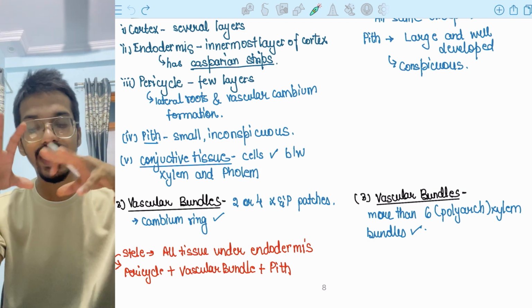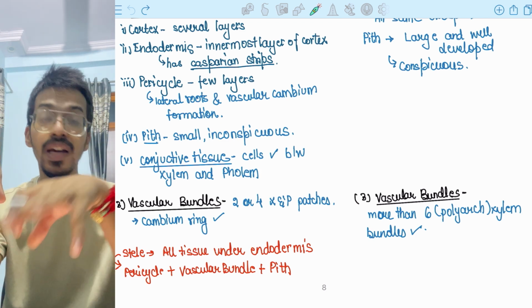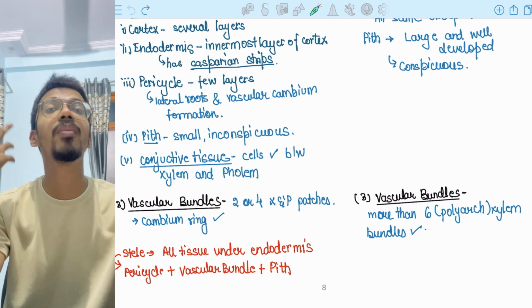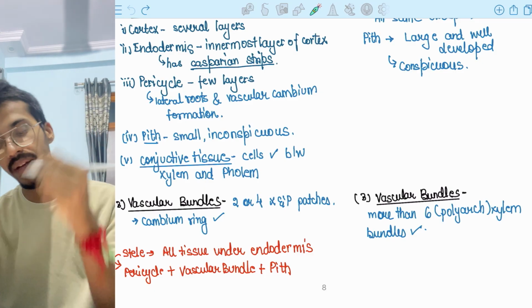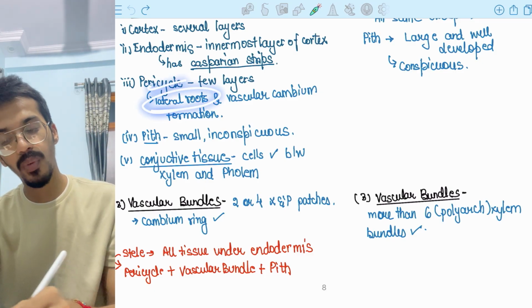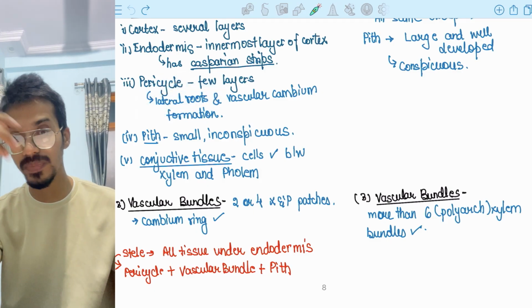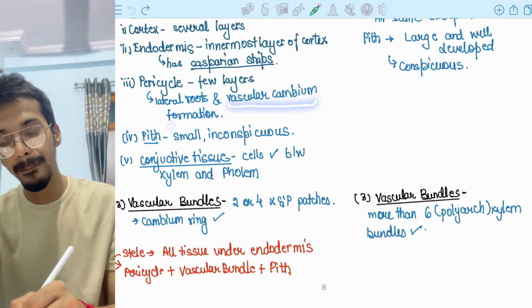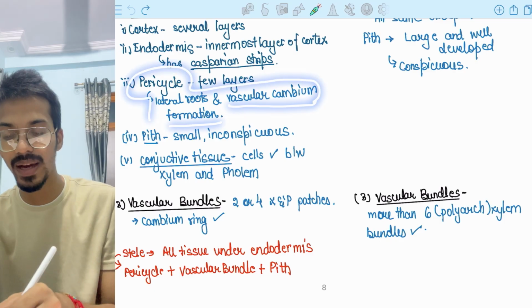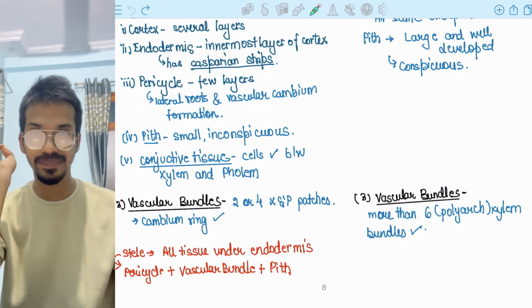Since lateral roots are seen in dicots, what do you normally see in monocots? You see the fibrous roots, no lateral root systems there. So the pericycle is important, which gives rise to the lateral roots, meaning the growth pattern is there, and vascular cambium formation also takes place by the pericycle only.